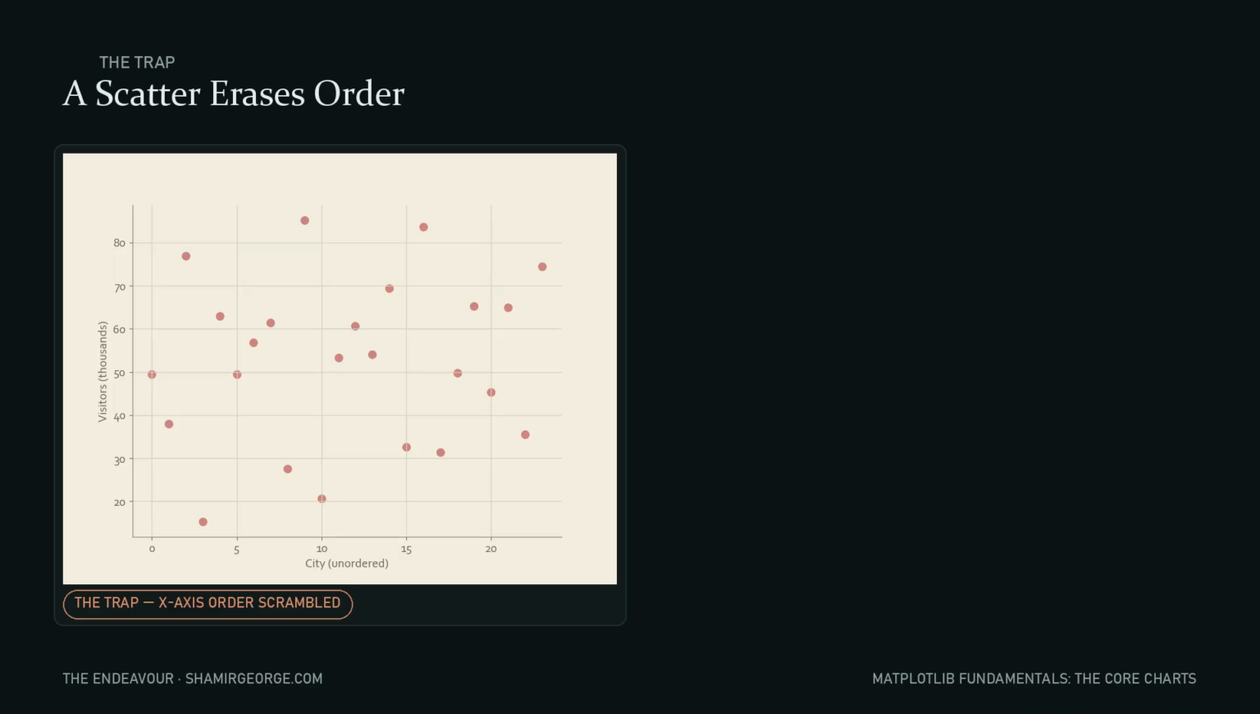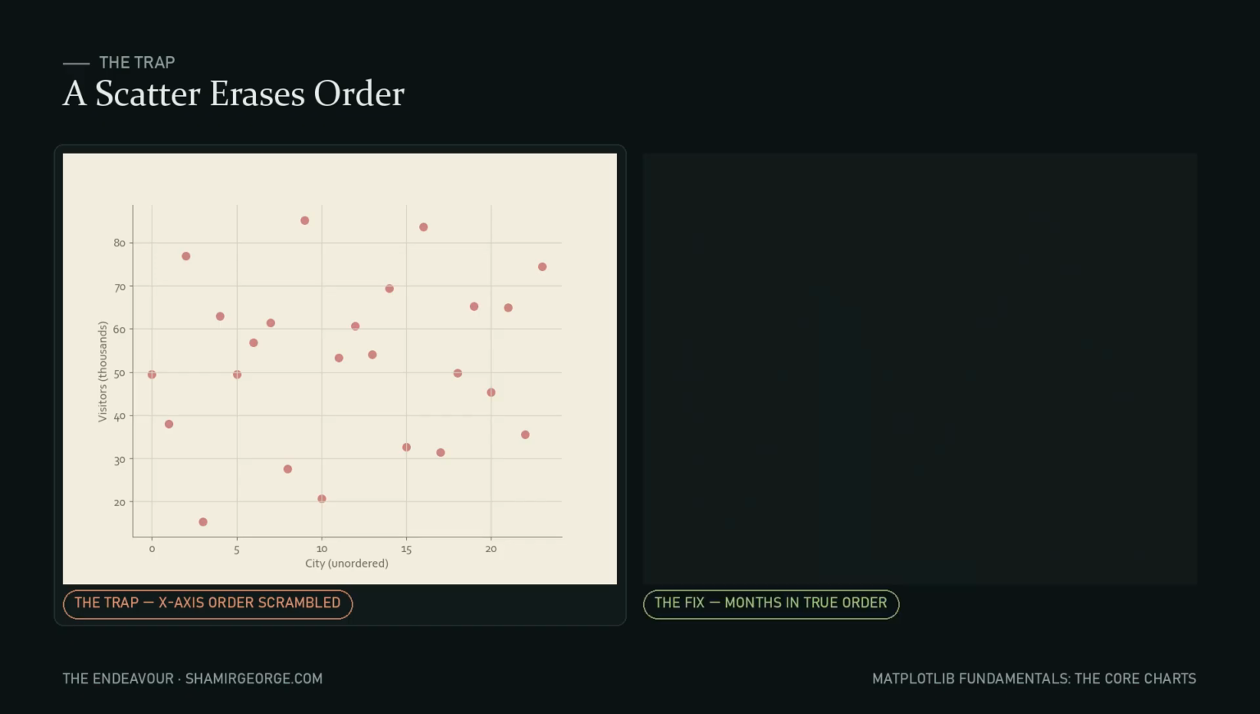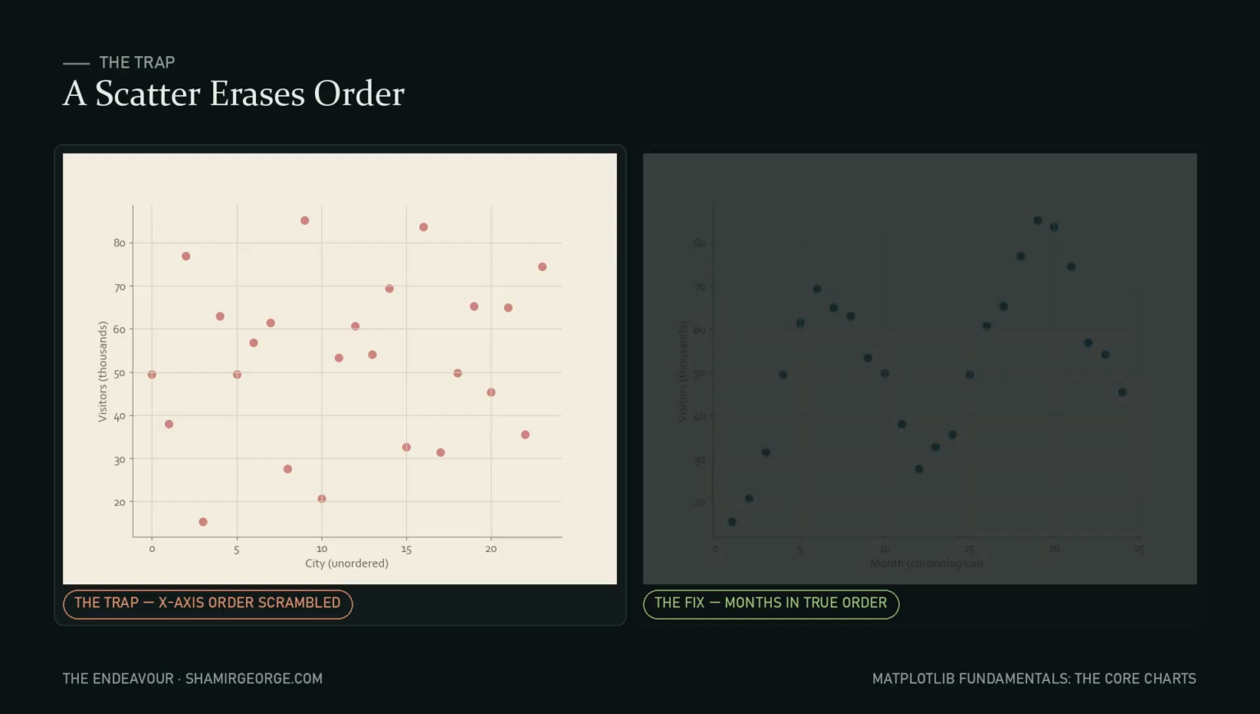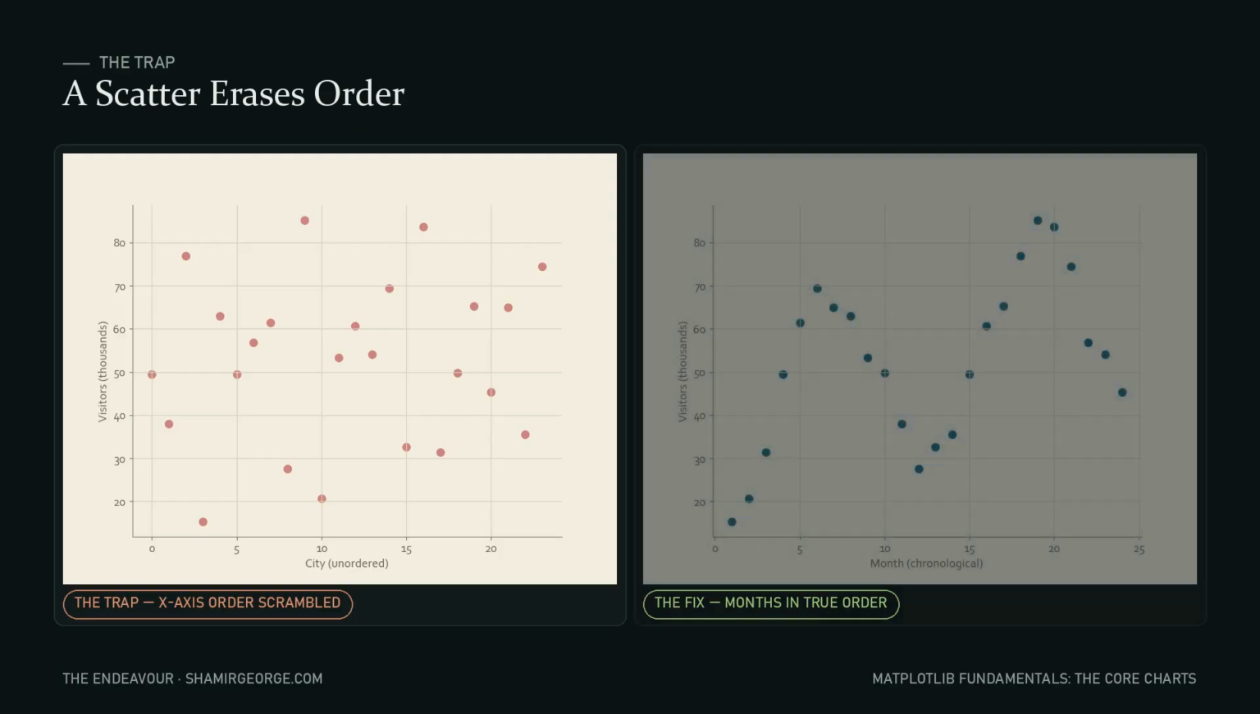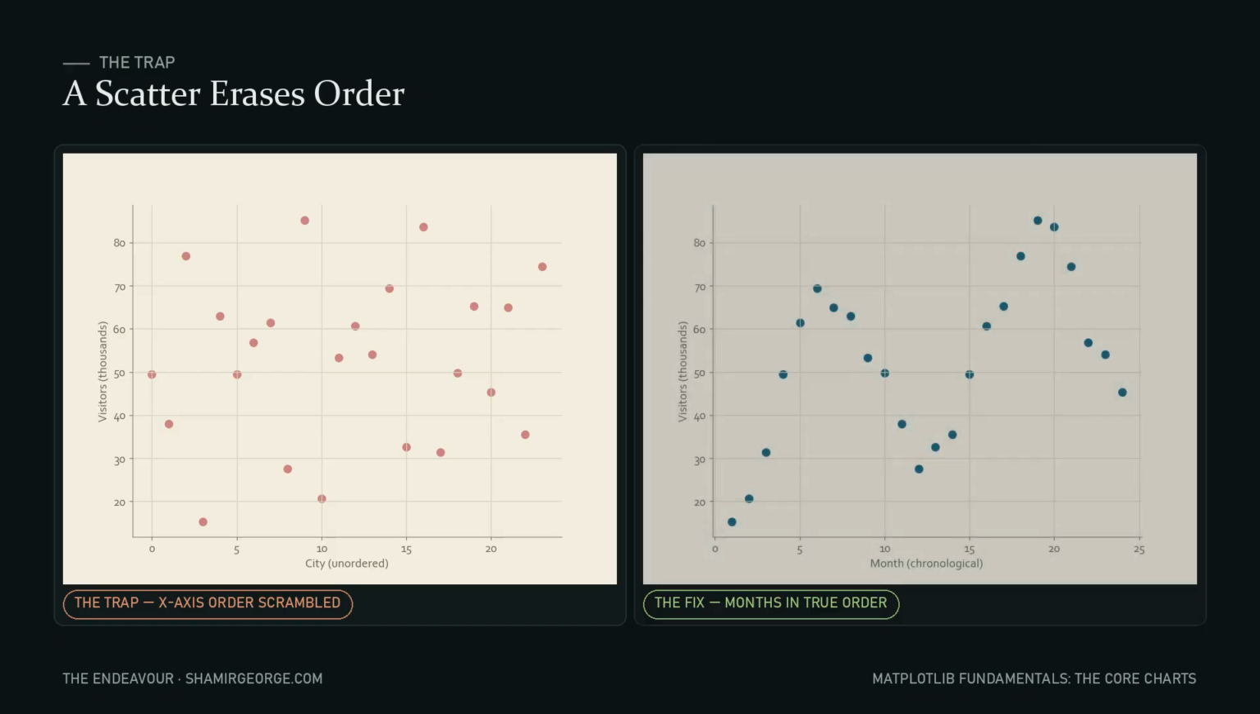Plot these 24 months as scatter with X shuffled to a random category order, and watch this, the seasonal arc vanishes completely. The same values now look like scattered noise instead of a rising, dipping trend. Restore chronological order on the X-axis, and the exact same points snap right back into the story. A climb, a dip, a bigger climb. A scatter without a meaningful axis order can hide the very pattern a line would have handed you for free.